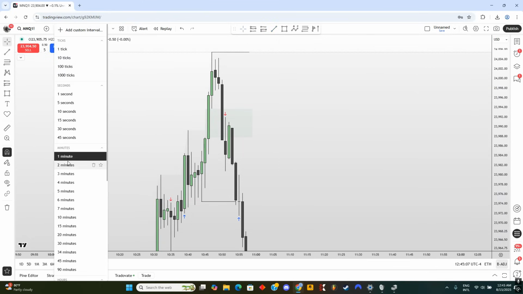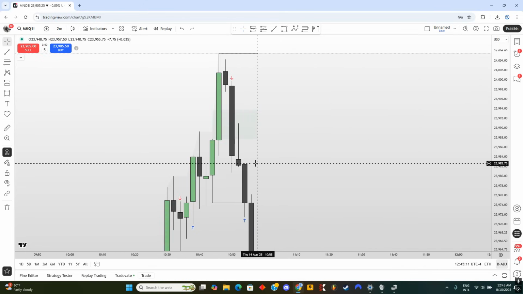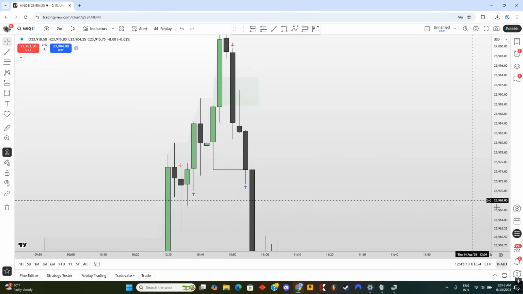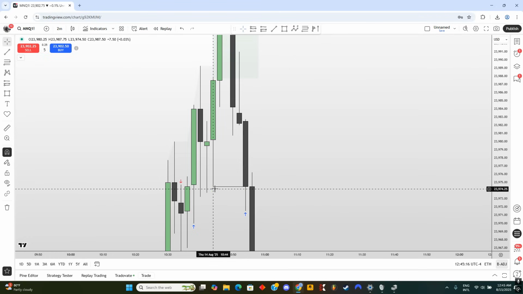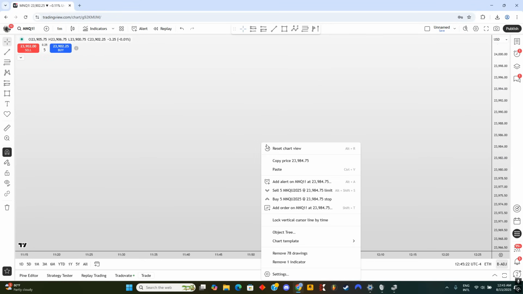So I then went up to 2 minute to see if we have a fair value gap. But we did have a fair value gap on the 2 minute, but you can see here the dealing range is not there anymore. This was a low on the 1 minute, but it is not on the 2 minutes. So we're just gonna go back to 1 minute time frame.